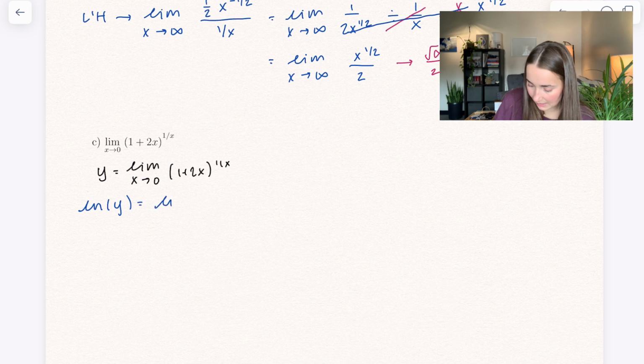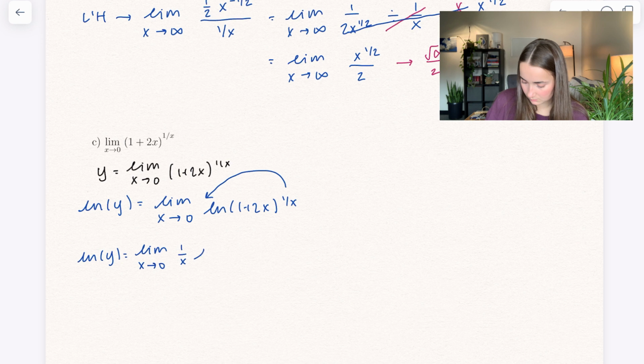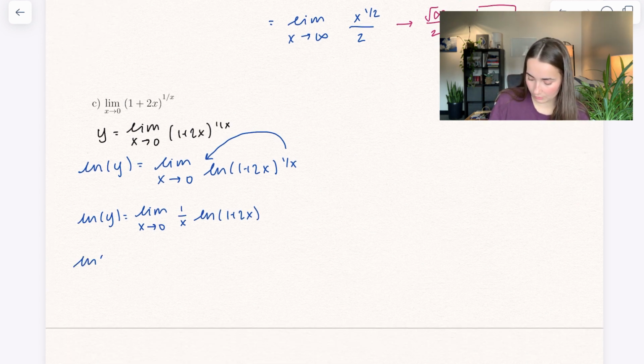And I can pull that natural log inside of the limit. So here we get the natural log of (1 plus 2x) to the power of 1 over x. Remember, the point of taking the natural log is using natural log rules, which tells us this can come out front and multiply by it. So with L'Hopital's rule, we want this to look like a fraction. So I'm going to rewrite this as a fraction. In the numerator, I have the natural log of 1 plus 2x, and in the denominator, I have x.